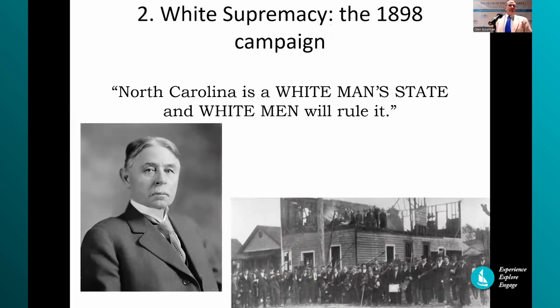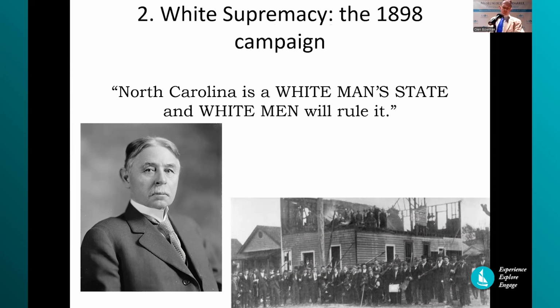Where did it all begin? In many ways was the white supremacy campaign of 1898. Now, this is a picture of the man who became mayor of Wilmington. He wasn't elected mayor. He was actually a former congressman named Alfred Waddell. And he's known for the statement, North Carolina is a white man's state and white men will rule it.